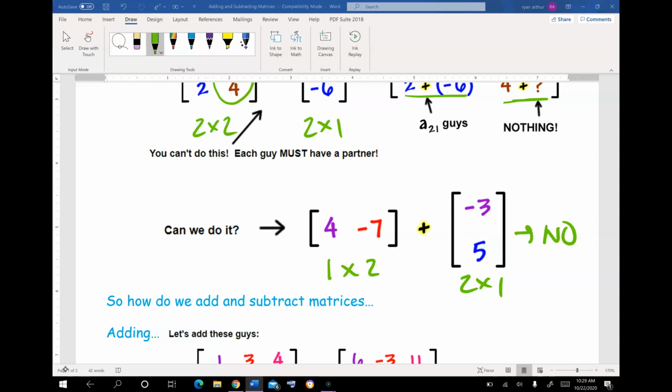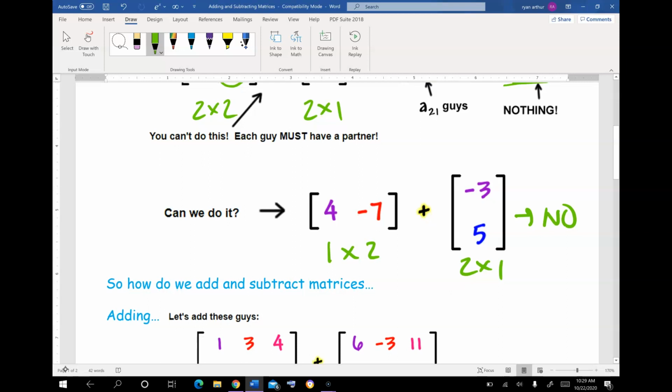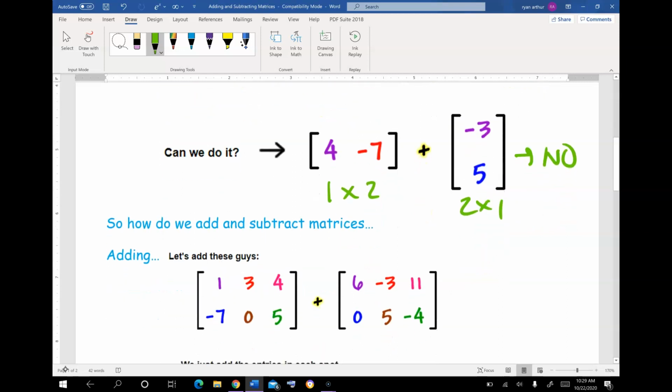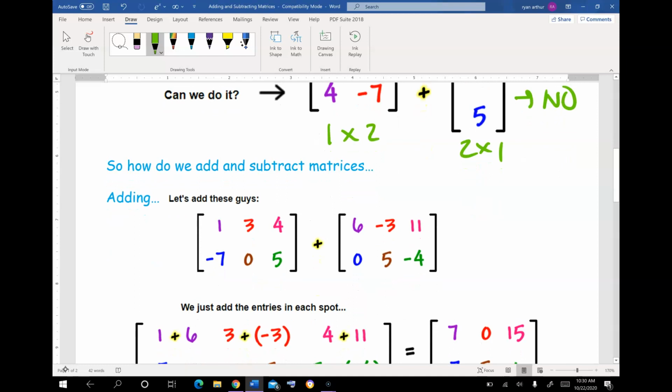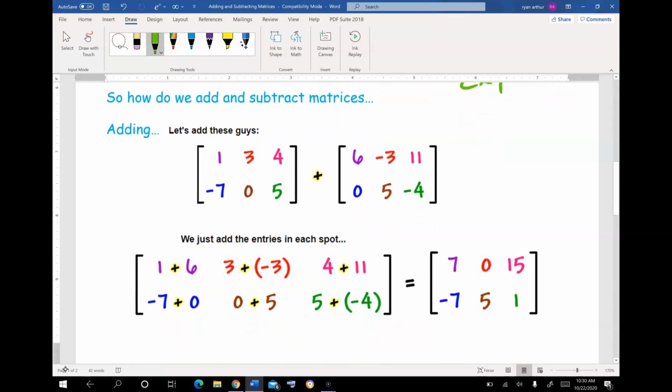All right? So now, that was a no because they don't have the same dimensions. Okay? So how do we add and subtract the matrices? You do it just like you're adding and subtracting numbers, except you just have to make sure you match up the positions to the positions, okay? So here's an adding one. All right, so let's add these guys.